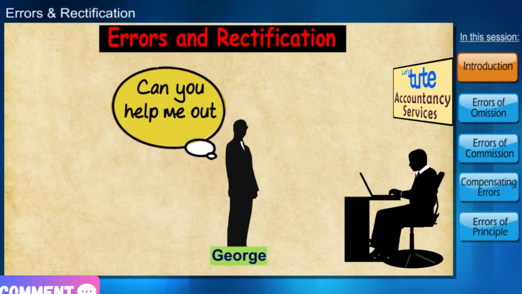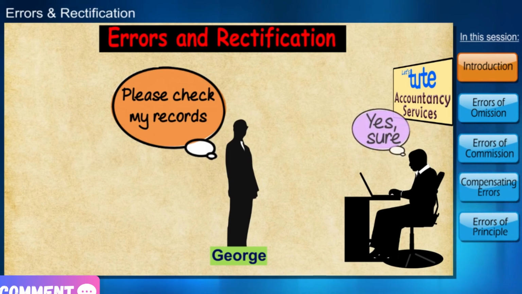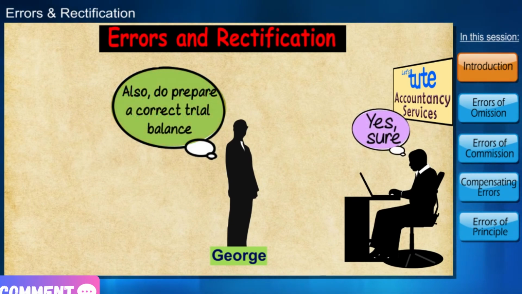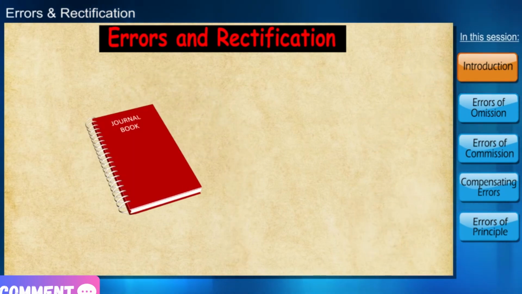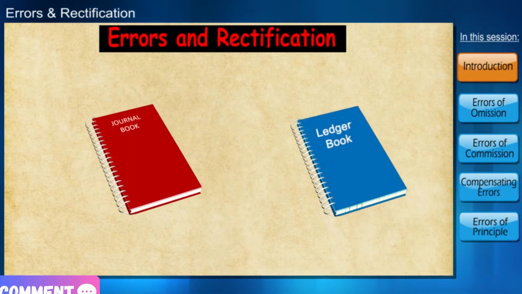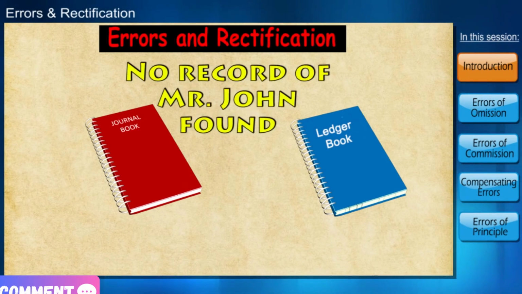He requested us to help him to check all his records, see if there are any more errors, and to prepare a correct trial balance for him. So, shall we proceed to scrutinize his trial balance now? Let's go back to his books and check for his creditor, Mr. John. Yes, there is absolutely no record of credit purchase from John.